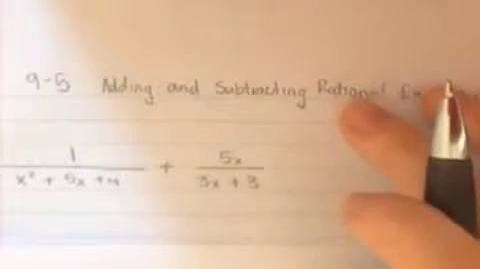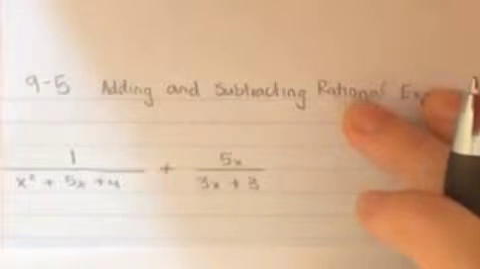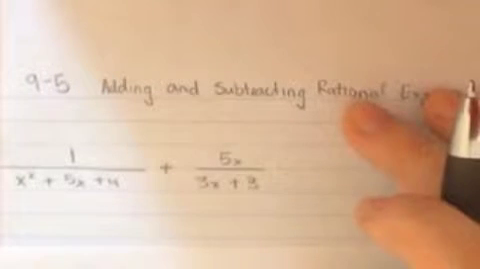This is Chapter 9, Section 5 in your textbook, Adding and Subtracting Rational Expressions. So let's say you are given a problem like this: 1 over x squared plus 5x plus 4, plus 5 over 3x plus 3. Now what you have to do is make the denominators the same.